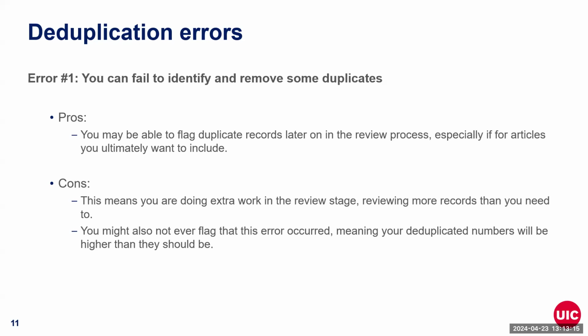However, this means that you're doing extra work in the review stage. You're reviewing more records than you need to. You're often having at least two people reviewing it in the title and abstract review. Again, two people in the full text review. Possibly one or more in the extraction. You're having multiple people look at records that they don't need to look at again, because someone's already looked at what should have been the primary. Also, it's possible that you might not ever flag that this error occurred, meaning that your deduplicated numbers will be higher than they should be.